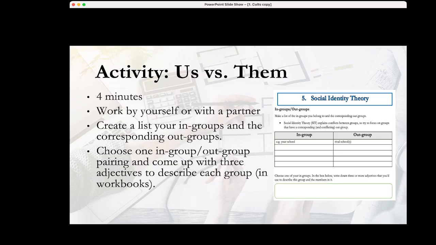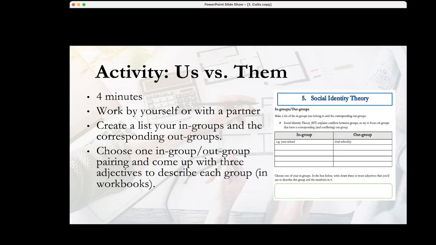So just getting students to understand the idea of in-groups and out-groups. What's their in-group, what's the out-group? And it makes sense the out-group should be some sort of corresponding, related group, usually in conflict with one another. So see if they can come up with those.